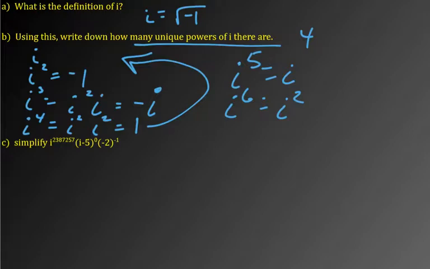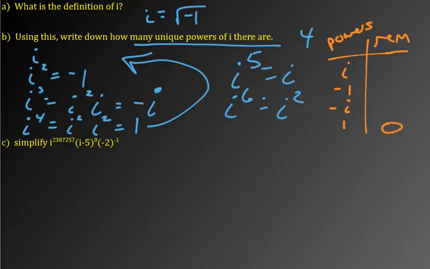And the trick was with remainders. The only things you ever write are I, -1, -I, or 1. These are the powers, and these are the remainders. This is no remainder, because if it's a multiple of 4, there's no remainder. If there's a remainder of a quarter, you would write I. If it's a remainder of a half, you're the second one in the cycle of 4, so you'd write -1. And a remainder of 0.75, you would write -I.